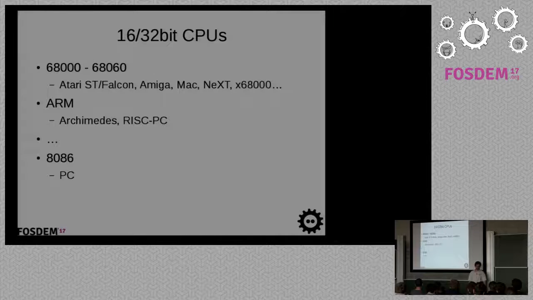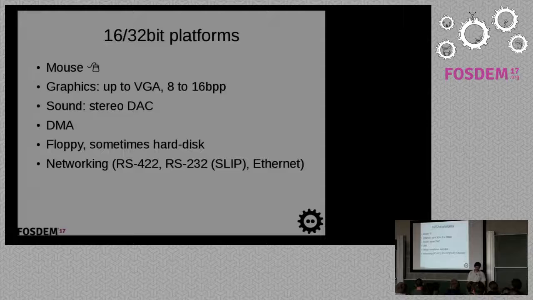Now let's talk about newer CPUs, like 16 and 32-bit. There's, of course, the 68K with the whole family, Atari, Amiga, Mac, NeXT, and all those. ARM. ARM was born at Acorn. They created the CPU for their own machine. First the Archimedes, and then the RISC PC, and then many others, and the 8086 for the PC.